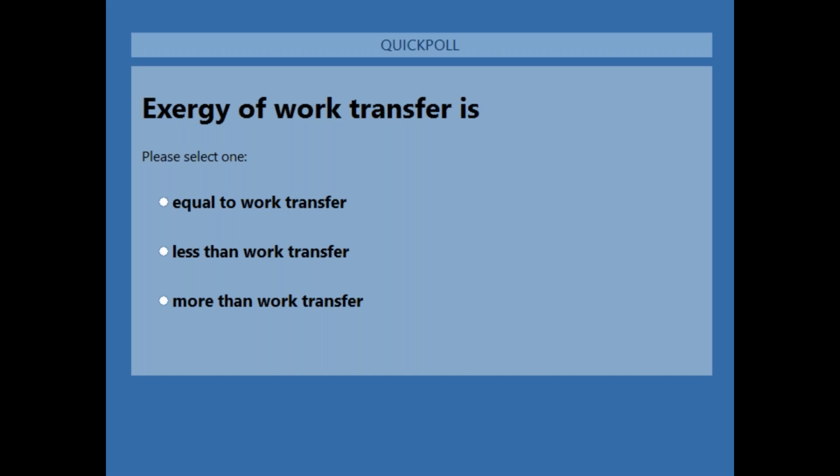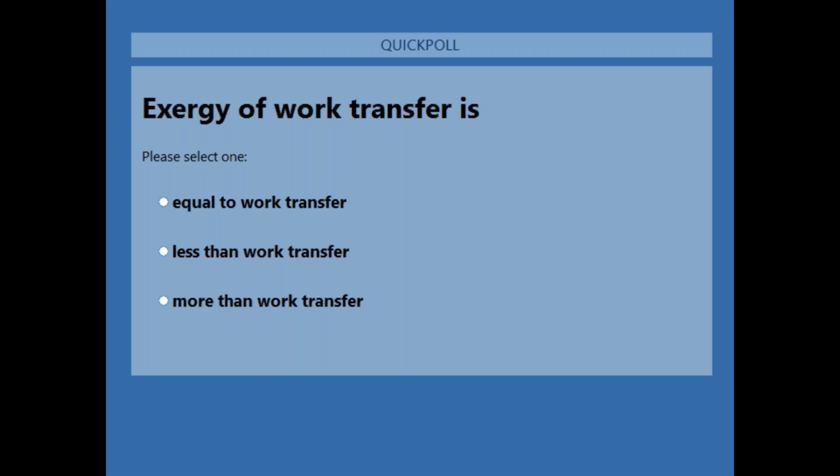So one can convert the entire amount of work to heat. There is no thermodynamic limit to it. But one cannot convert the entire amount of heat to work. That is the contribution of the second law of thermodynamics. Now, why can we convert the entire amount of work to heat? That is because work is a high grade energy and there is no entropy transfer associated with the work transfer.